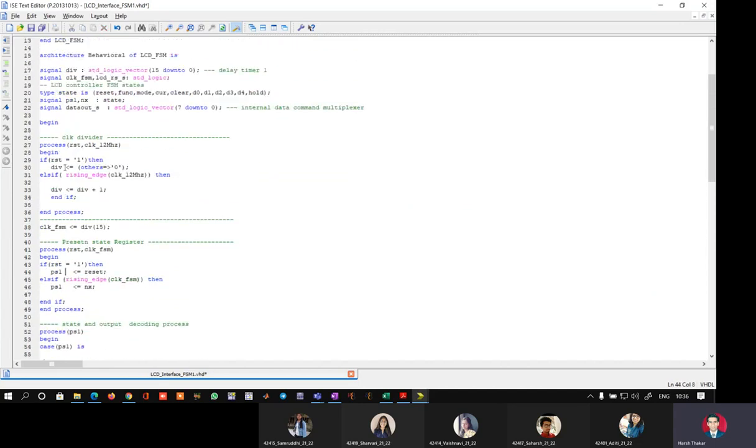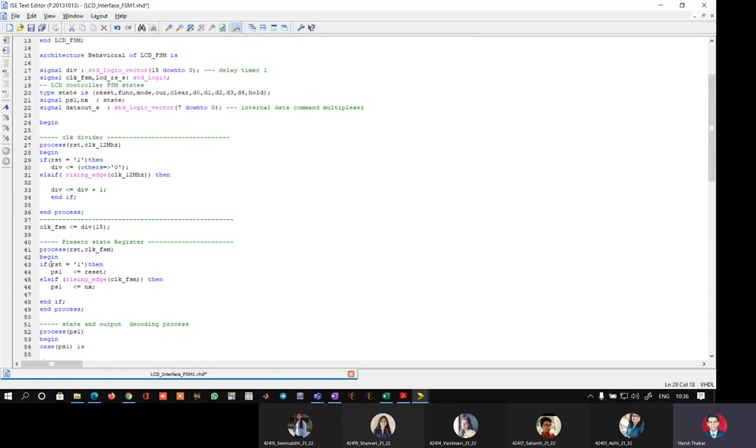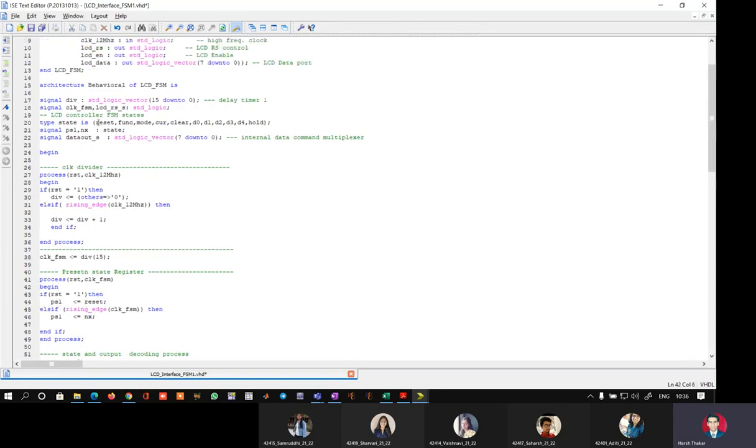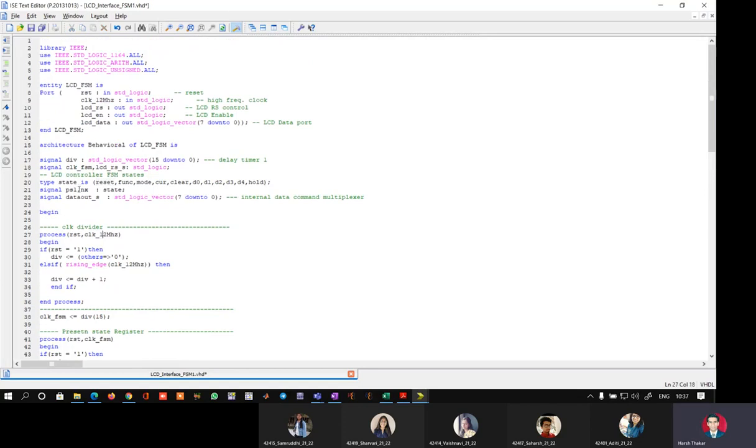Now what is PS1? PS1 is a signal which is defined as belonging to the data type state, and the data type state can have one of these values. So what I've written here is: if reset equal to 1, then the signal PS1 gets reset. What is reset? Reset is one of the values of the data type called state. Else if rising_edge(clock_FSM), then PS1 gets NX. What is NX? NX is another signal which belongs to the data type state. So both PS1 and NX can have any of these values from reset to hold and anything in between.